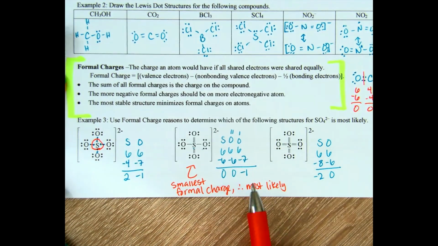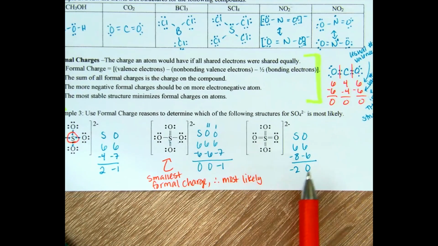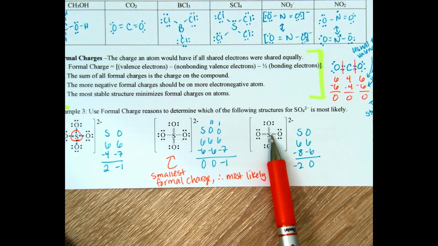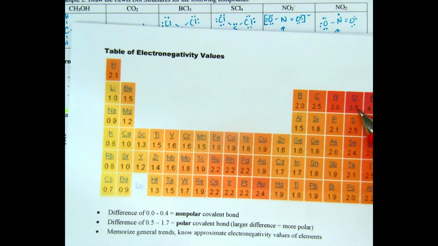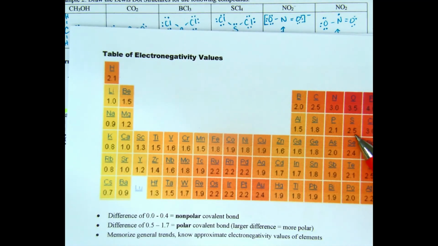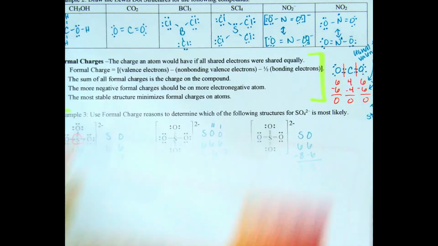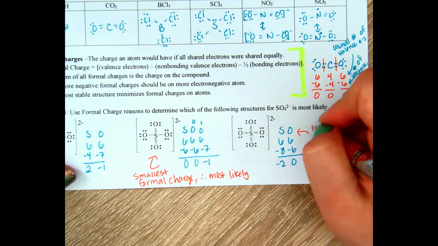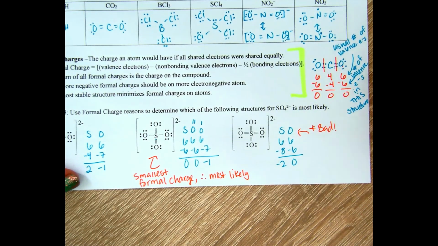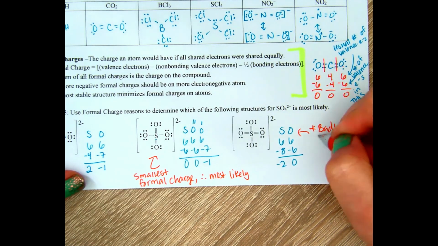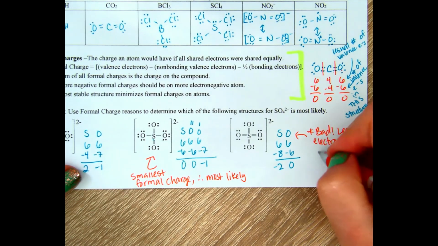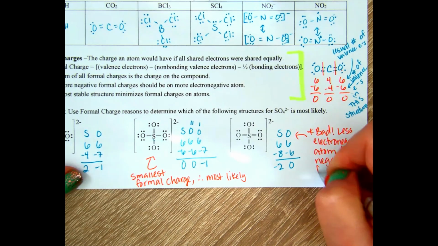Now, the absolute worst case that we could get is this one over here. Because if we look, this -2, the more negative number is around the least electronegative element. So if we look at the electronegativities of oxygen, 3.5, and sulfur, 2.5, so the more negative charge should be around oxygen. But in this case, it's around sulfur. That's very bad. And so this one is quite bad. And that's because the less electronegative atom has a negative formal charge.